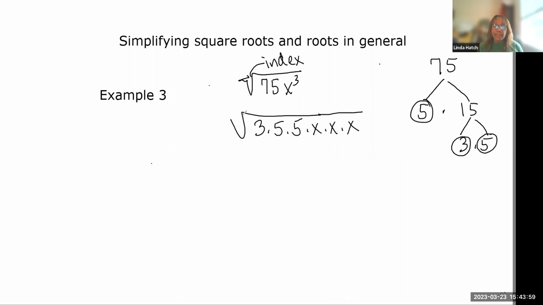Now, since this is an understood 2, I'm looking for pairs, okay? So I'm looking for sets of 2. All right, so that set of 2, they go out of the house. And this is a set. They come out of the house, okay? Who's left at home? 3. They don't have a date. And that x, they don't have a date. They don't have a buddy to leave the house with. So that's your final answer.